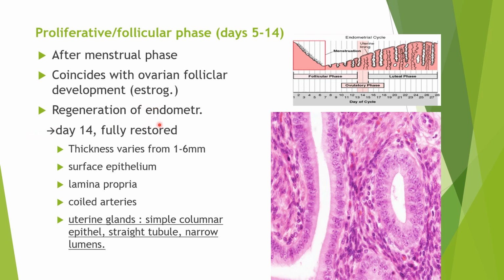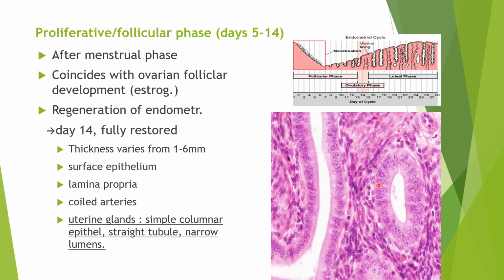There is a regeneration of the endometrium till day 14. It is fully restored and it reaches a maximum height of 1 to 6 millimeters. The surface epithelium is restored. Lamina propria again is formed. It is highly cellular. It is loose connective tissue. It contains a large number of lymphocytes and other connective tissue cells, and also the coiled arteries are present.